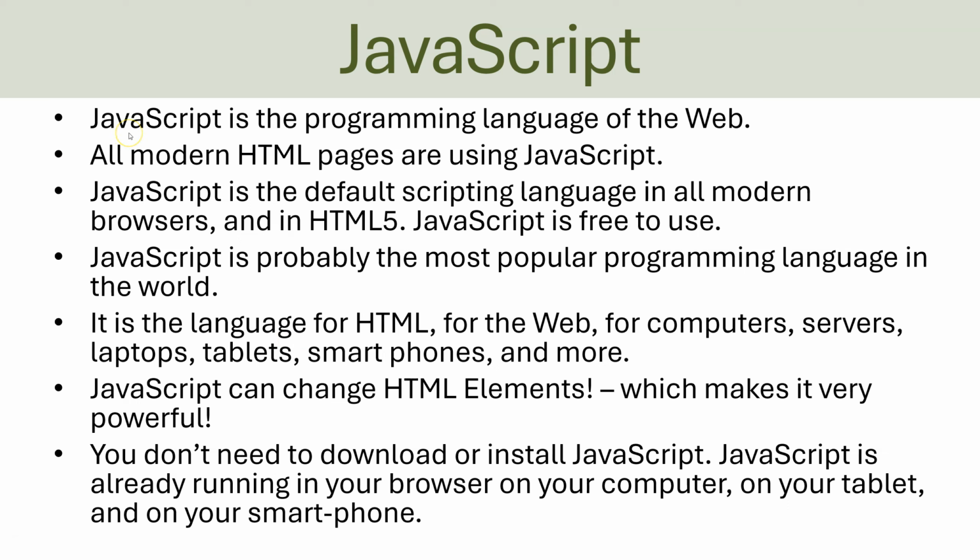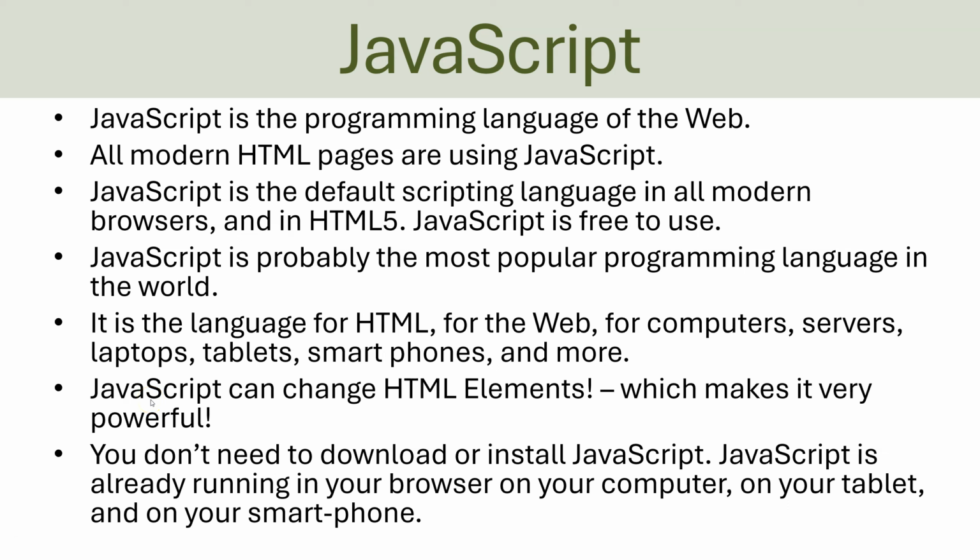So basically you could say JavaScript is the programming language of the web, and all modern HTML web pages are using JavaScript. JavaScript is the default scripting language in all modern web browsers, and also in the newest version, HTML5. JavaScript is free to use, and probably the most used programming language in the world. Basically, it's the language for HTML and web pages. So you use it to create web pages, and you can use it on computers, servers, laptops, tablets, smartphones, etc.